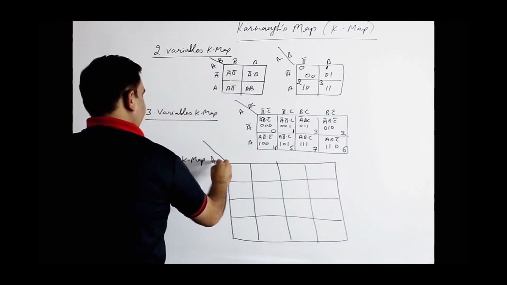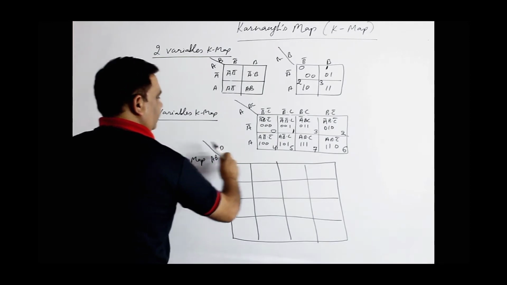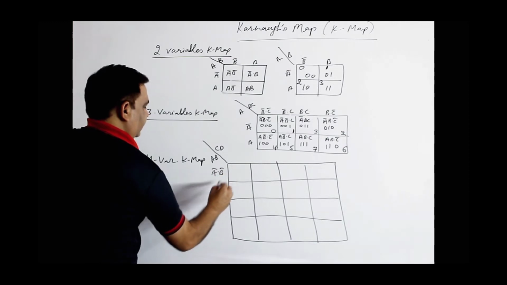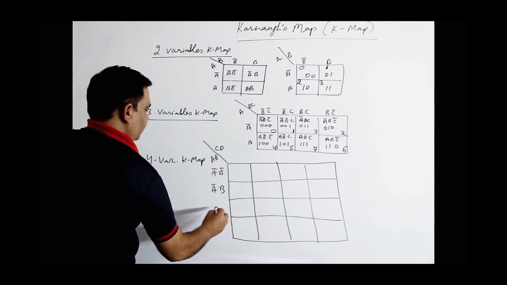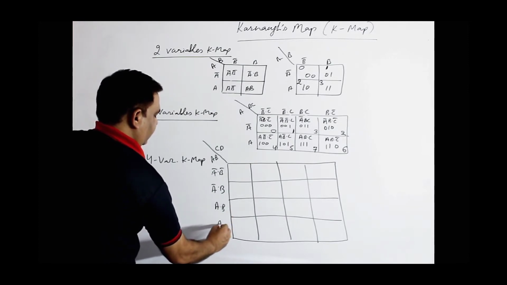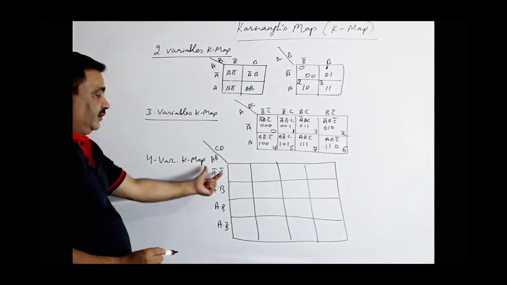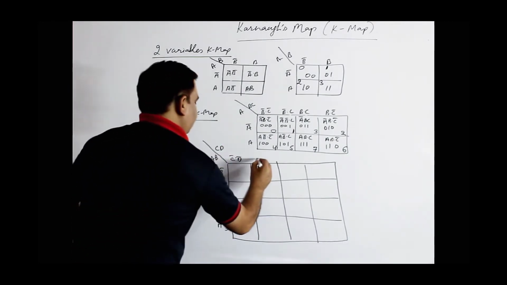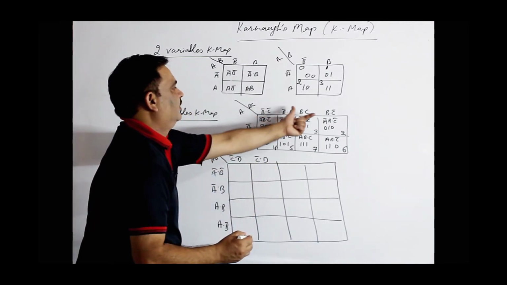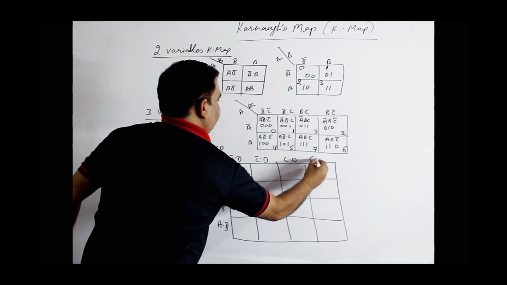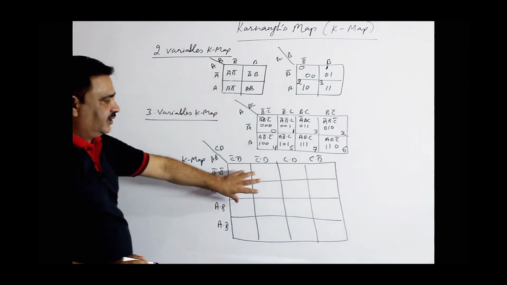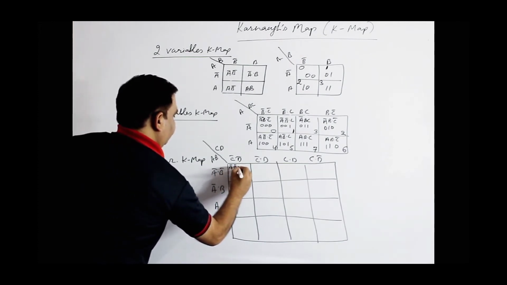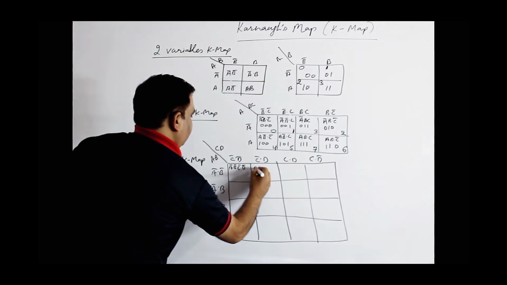This side you can take AB, this side you can take CD. This side, AB. Now, A complement B complement, A complement B, AB and AB complement. First of all, you have to take the complement, same way here C complement dot D complement, first term, and C complement dot D, like here, CD and CD complement.